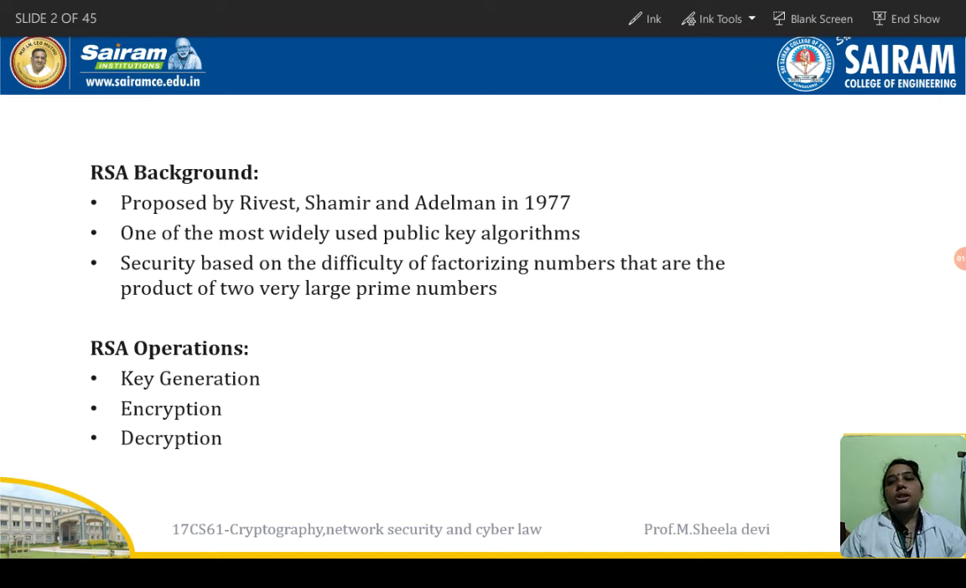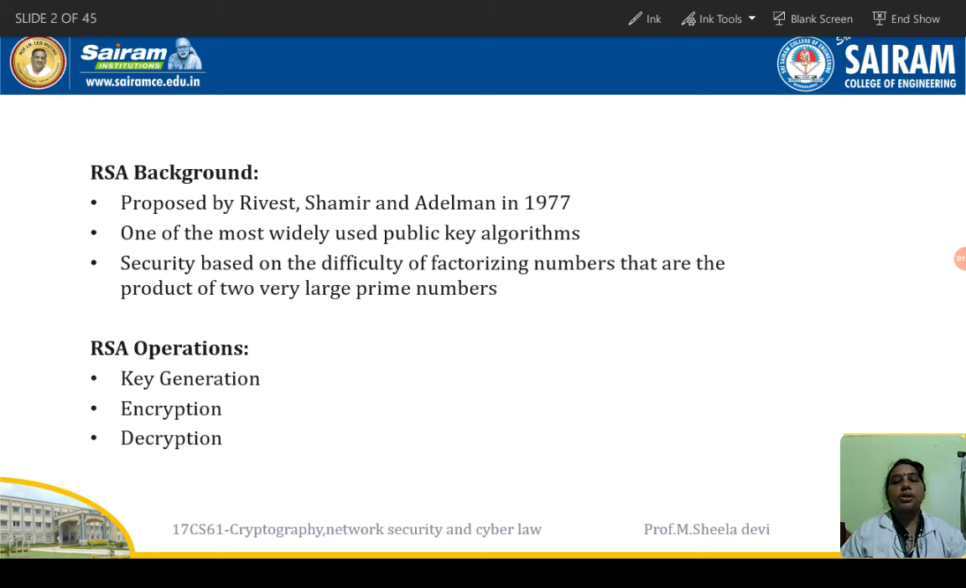Now we'll see what RSA is, which is an example of public key cryptography. RSA is named after the scientists. There are three scientists, that is Rivest, Shamir and Adleman. This RSA cryptography was invented in 1977, and it is a very famous and widely used public key cryptography algorithm. Its security is based on the difficulty of factorizing numbers that are the product of two very large prime numbers.